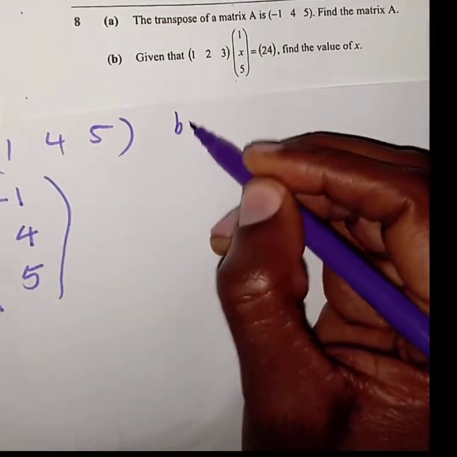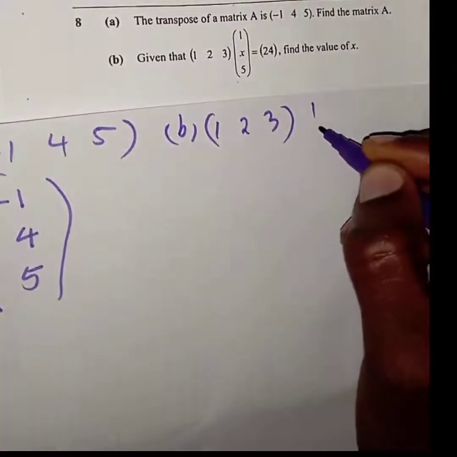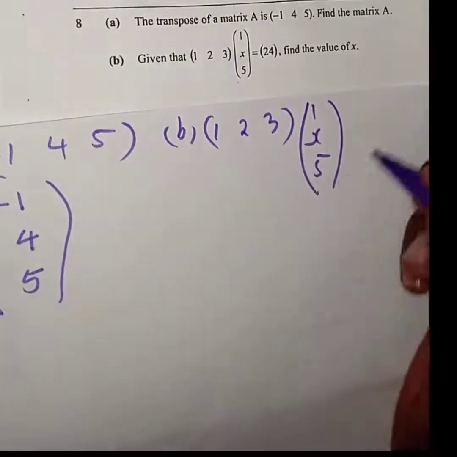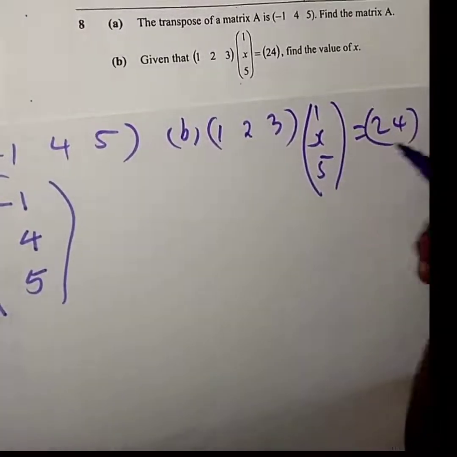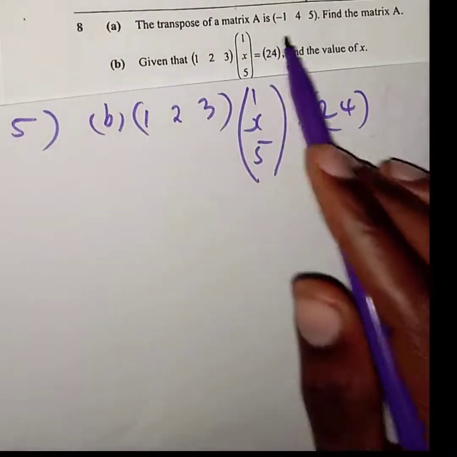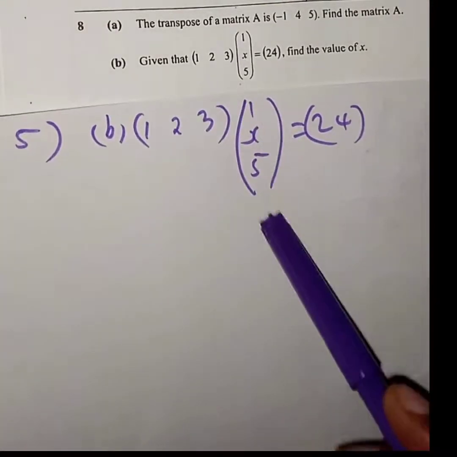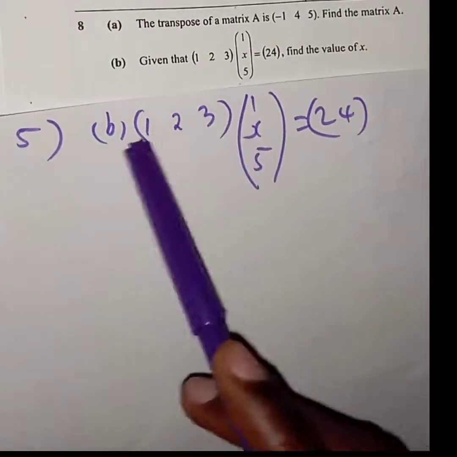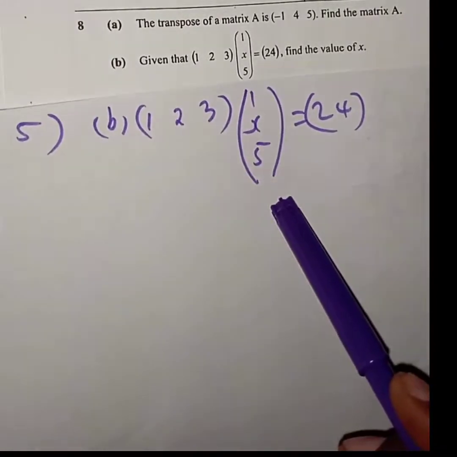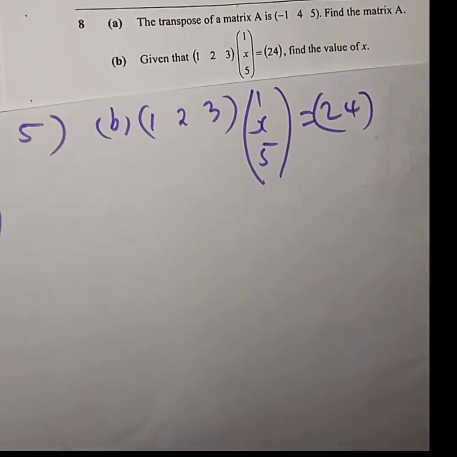Then the next question is b. Given that (1, 2, 3) times the column (1, x, 5) is equal to 24, find the value of x. Here there is no plus, it means this is multiplication. So how do we multiply? When you get the row, it must go with the column. This row, since there is one row, let it go with this single column. Then equate to 24.